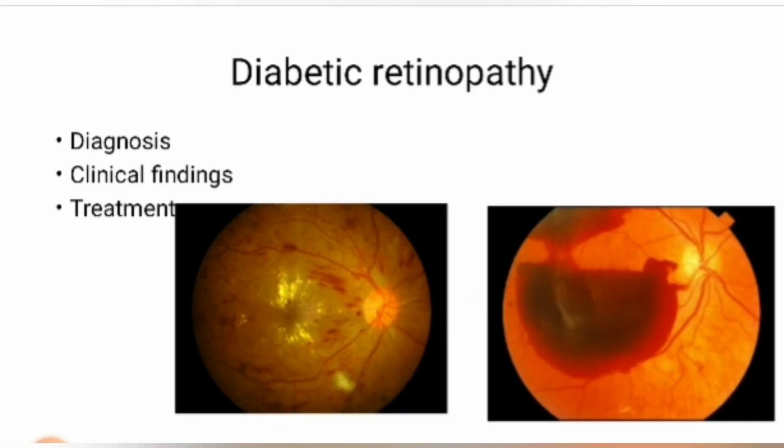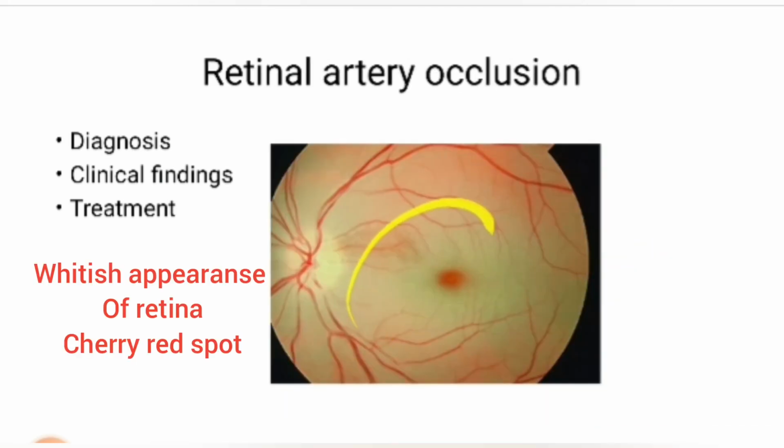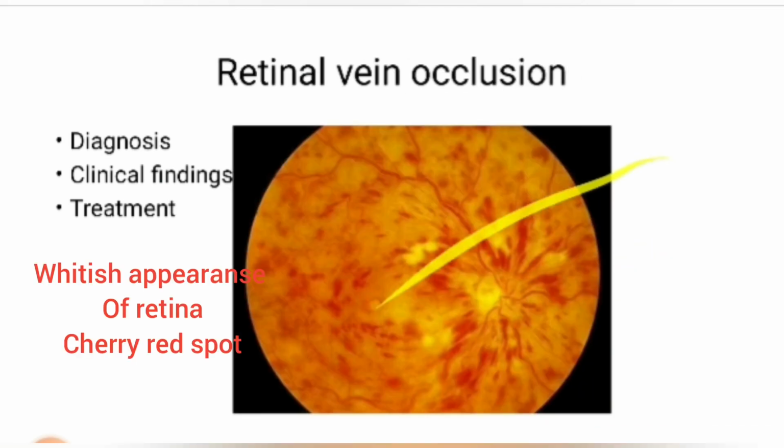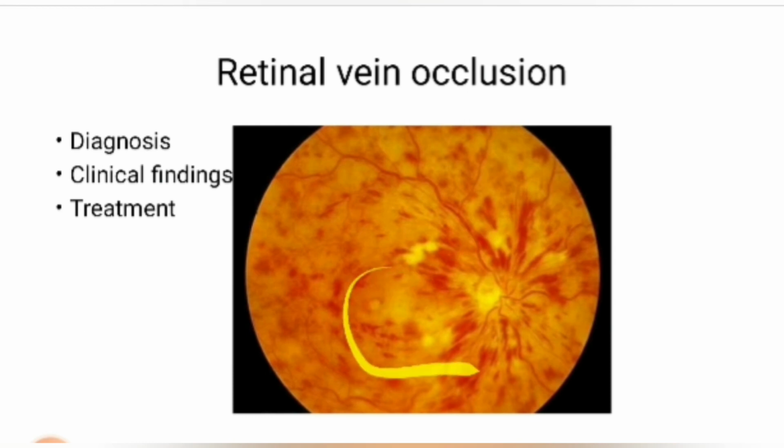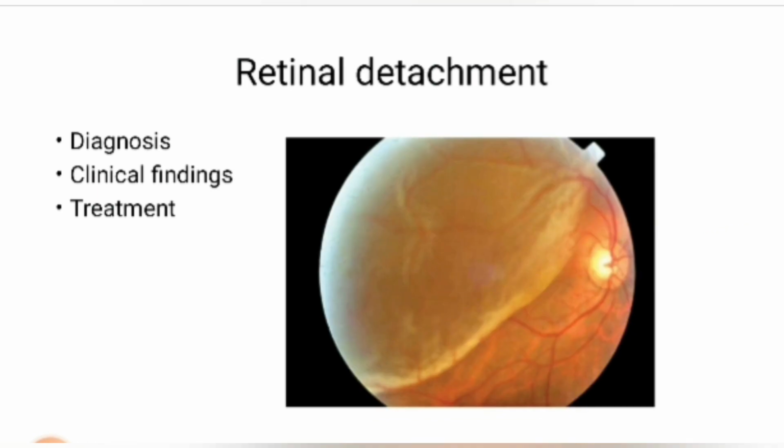In the right picture, boat-shaped subhyaloid hemorrhage. In the left picture, cotton wool spots. Retinal artery occlusion. Whitish appearance of the retina. Cherry red spot is present. Retinal vein occlusion. Hemorrhage all over the retina. Disc edema. Enlarged veins. Retinal detachment.